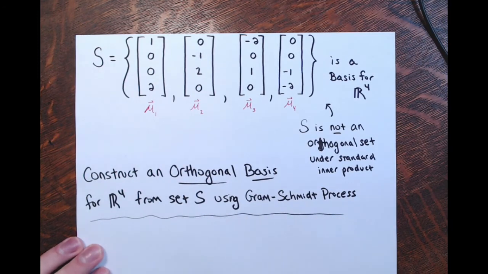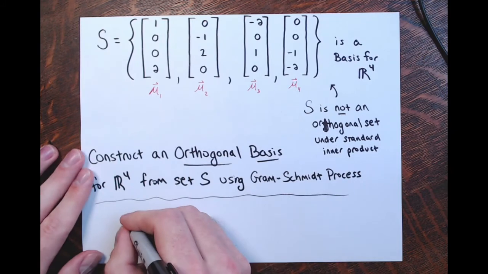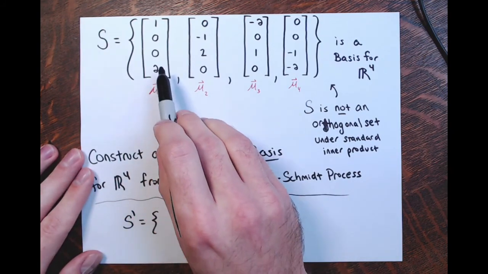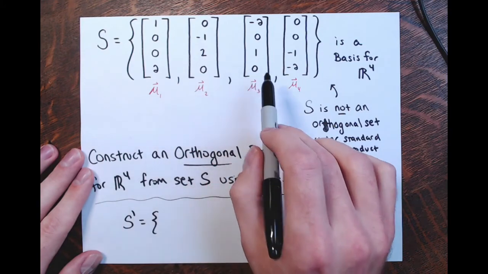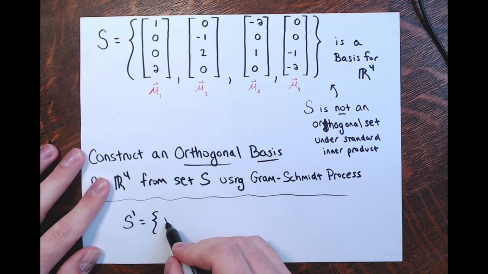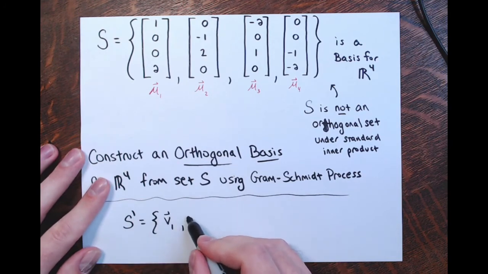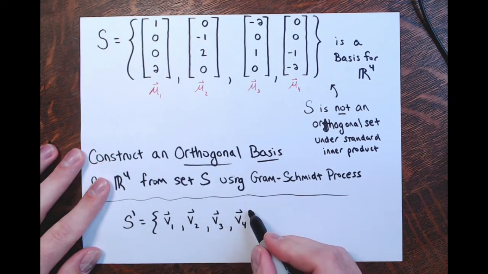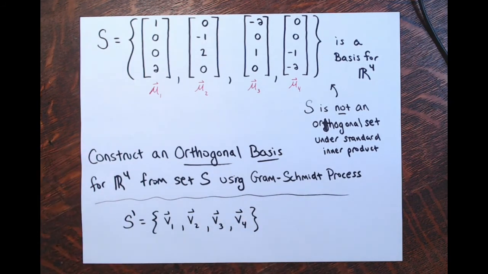And this other set I'll call S prime, and it'll have vectors. I called these vectors from S, the original basis, U1 through U4. We'll call these vectors in S prime V1 through V4. All right, so I'll start the process on this next page.